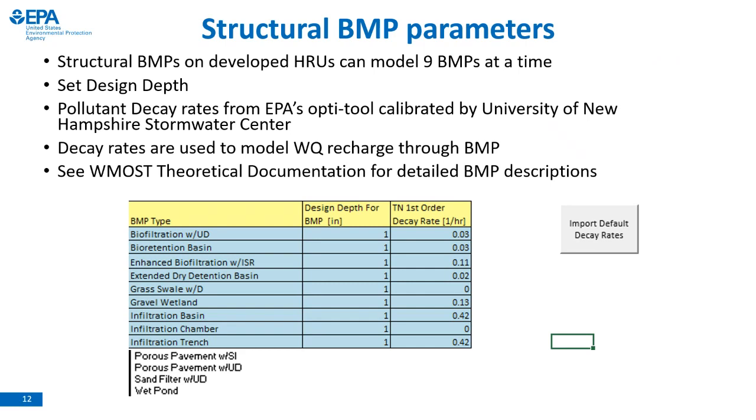into the atmosphere. The latter were pulled in from EPA's OPI tool and have been calibrated using data from the University of New Hampshire Stormwater Center instrumented BMPs. You can always override these if you have more pertinent data from your area of interest.